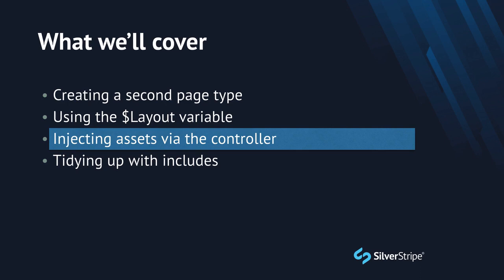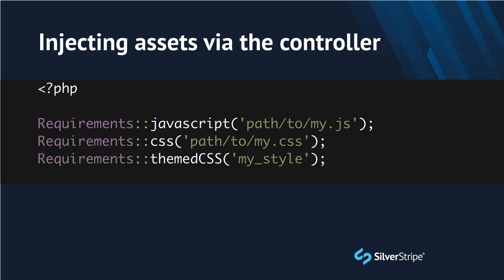To include these dependencies, we'll make a call to the Requirements class, which looks like this. You can see there's just a static method that we're going to invoke, named javascript or css, and the first argument is the file name. There's also a common method called themedCSS, which is frequently used by module developers. It allows the user to override a core module style sheet very simply.